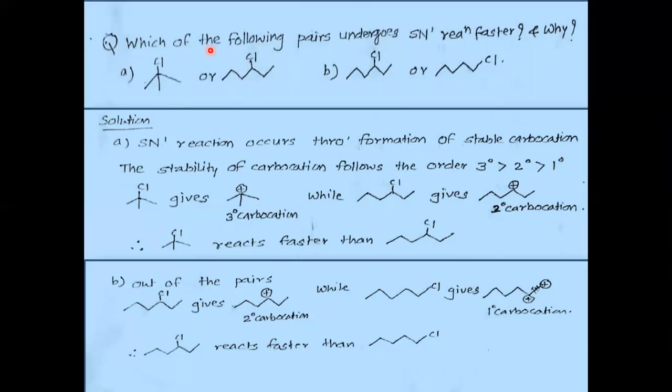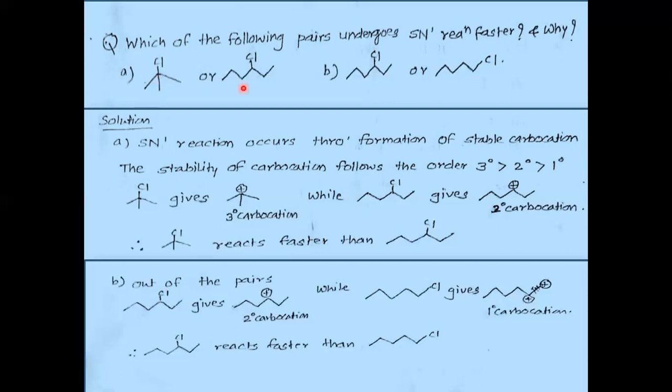Second question: which of the following pairs undergo SN1 reaction faster and why? Here also in A, two compounds are given and in B, two compounds are given. For the SN1 reaction mechanism, tertiary carbocations are more stable than secondary, which are more stable than primary. So we have to find the nature of the carbocation.